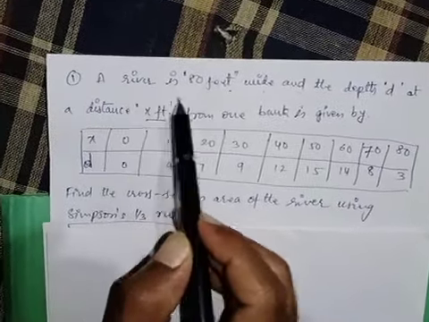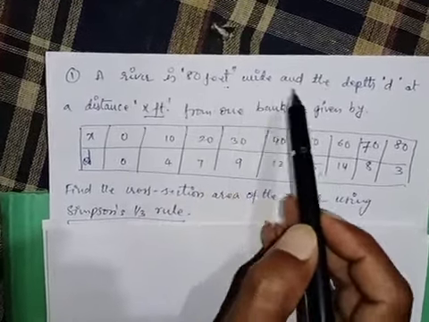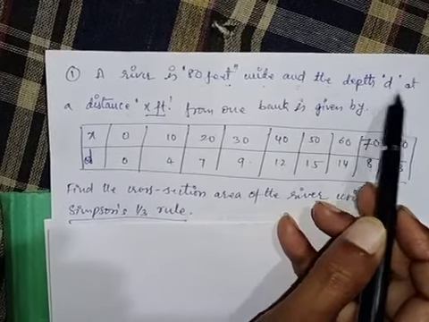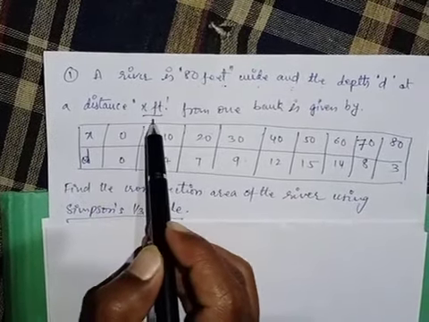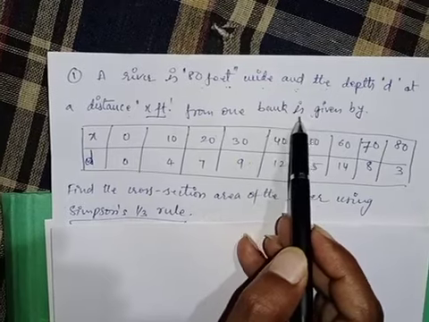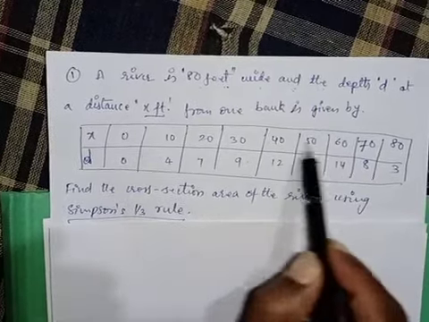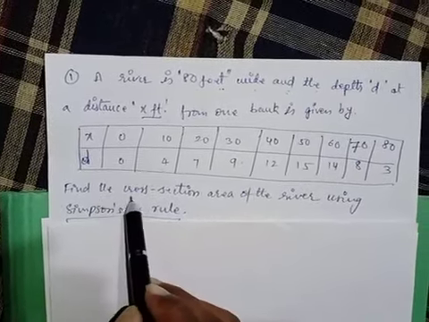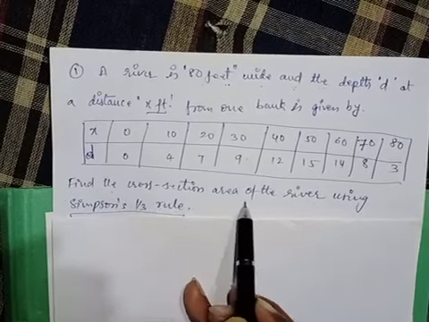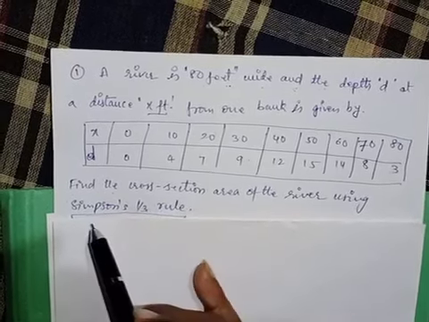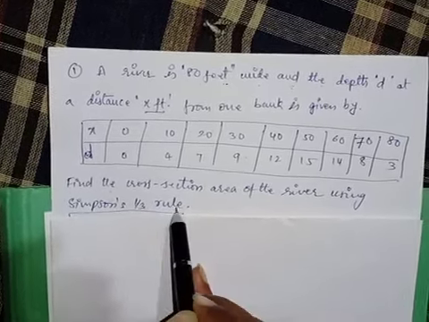A river is 80 feet wide and the depth d at a distance x feet from one bank is given by, this is the table. Find the cross section area of the river using Simpson's 1/3 rule.